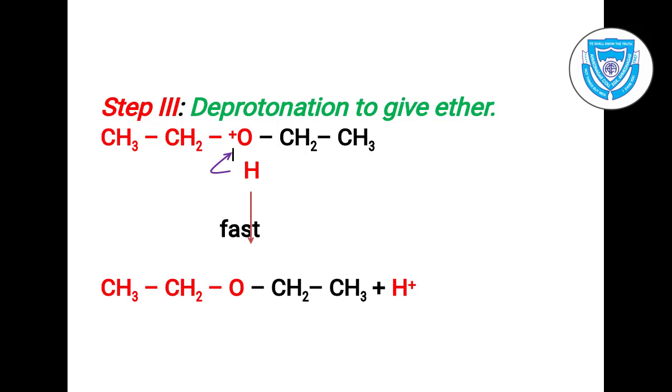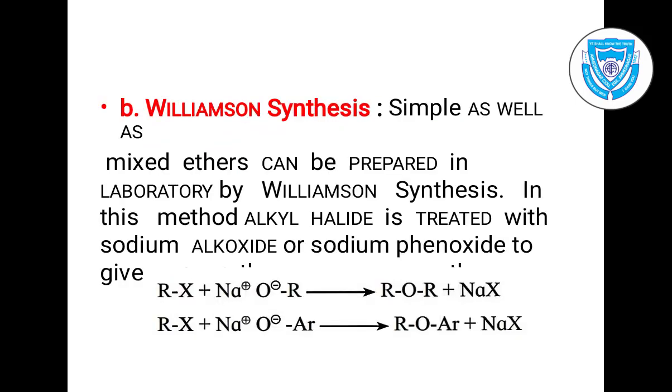The last method of preparation of ether is by Williamson synthesis, wherein you can get symmetrical as well as mixed ether. In the last lecture, we have seen what are symmetrical and unsymmetrical ethers. When both the alkyl groups attached to the oxygen are the same, they are known as symmetrical ethers, whereas if both the groups are different, then they are known as unsymmetrical ethers. In Williamson synthesis, you can get the formation of both symmetrical as well as unsymmetrical ethers.